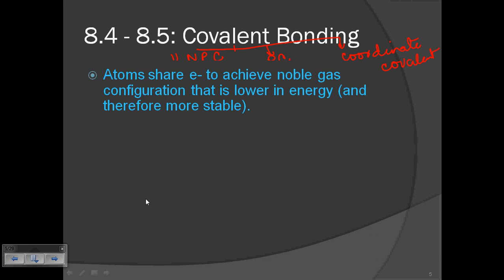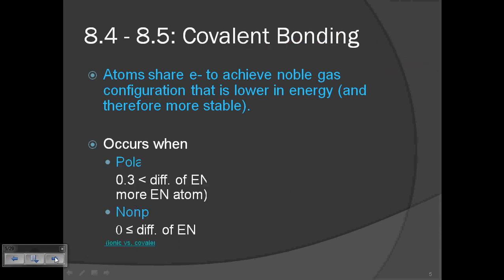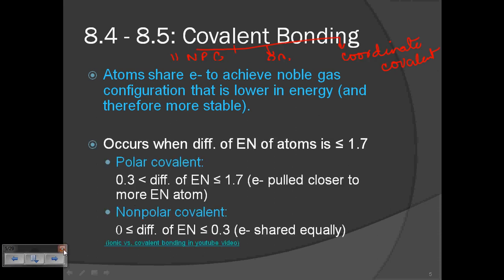Covalent bonds are formed by sharing of electrons, and ultimately why do atoms decide to share their electrons? Because they want to be in lower energy, and hence they are more stable. Covalent bonds are formed when the electronegativity difference is equal to or less than 1.7, because remember, greater than 1.7 tends to form ionic bonds. If the electronegativity difference is between 0.3 and 1.7, then it forms a polar covalent bond, where between 2 atoms, atom A and atom B, electrons are shared unevenly.